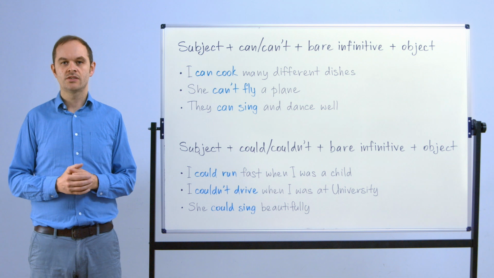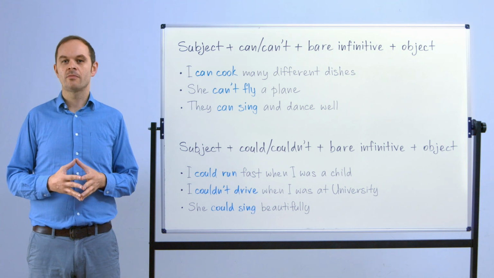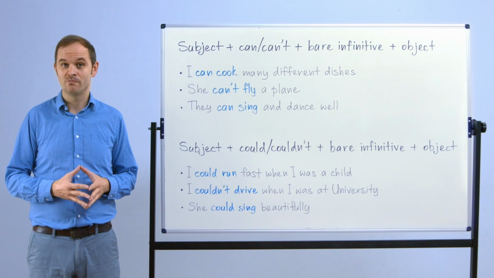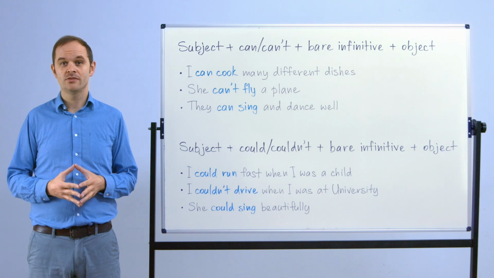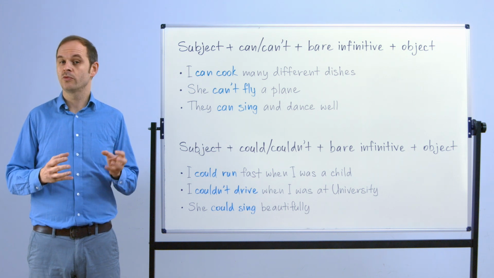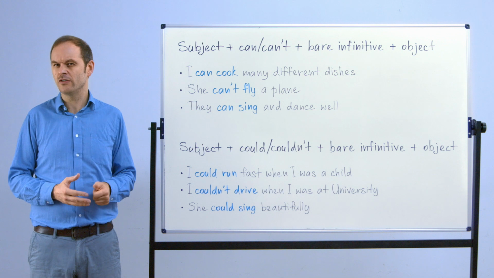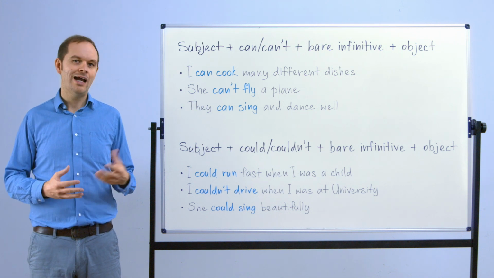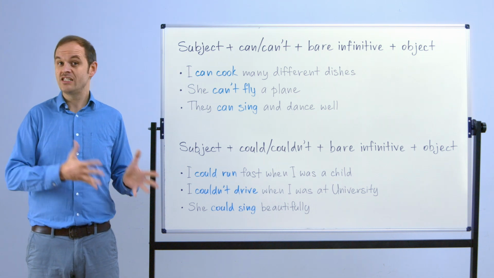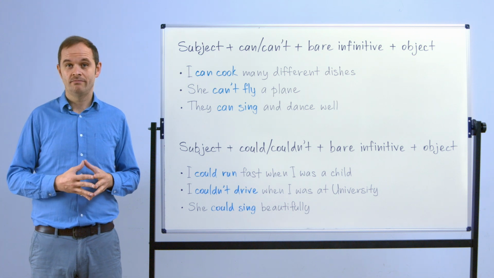Hello. To start this lesson, I'd like you to think about things that you can and cannot do. I hope you've got some examples. Good, right. So what I'd like you to do is think about how difficult it is for you to do these things, how often you do these things, and did you do them when you were young?